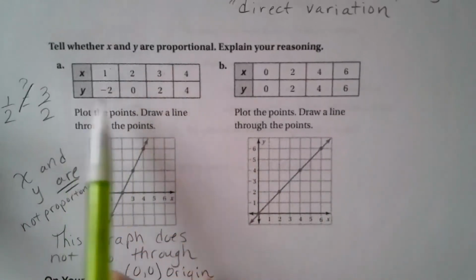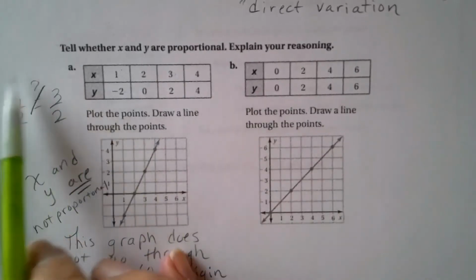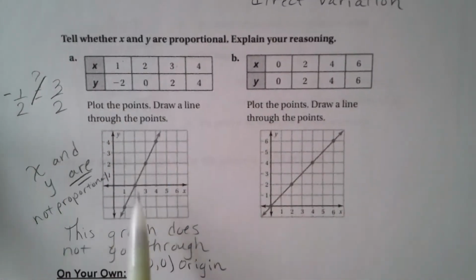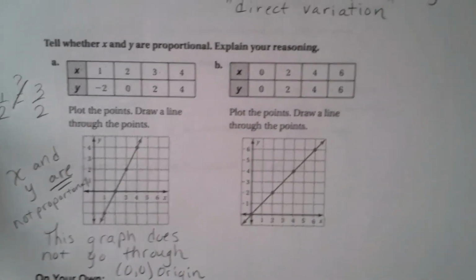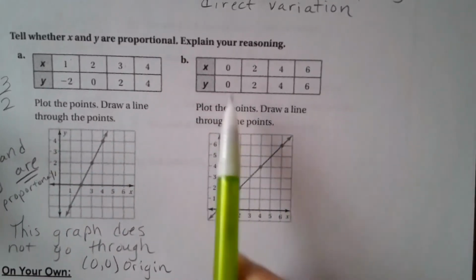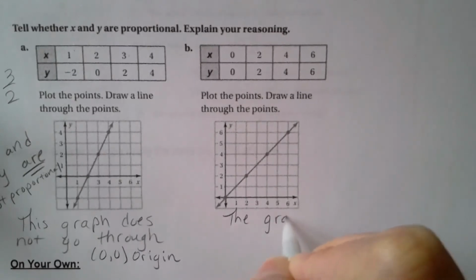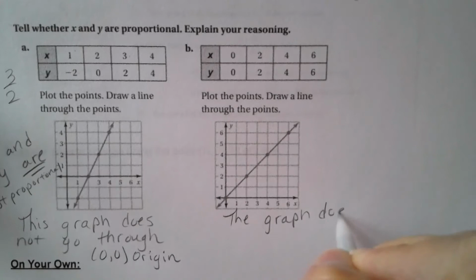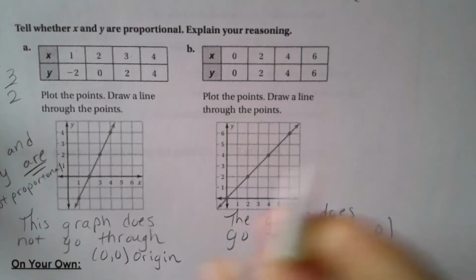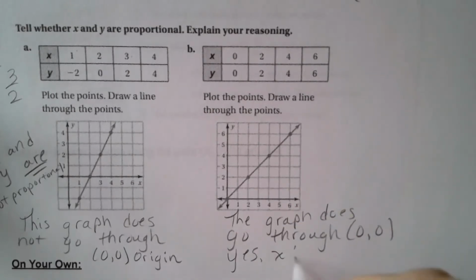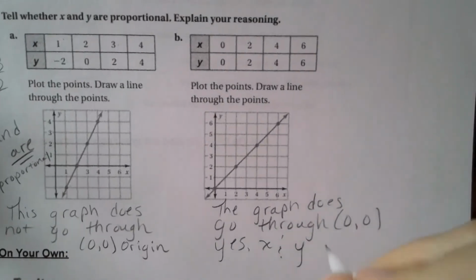So let's look at this one, right? This is what we used to do before. We used to look at these tables in terms of fractions and see if they formed a proportion. Well, we have a quick way to do it. If we graph the points and it doesn't go through (0, 0), boom, they don't form a proportion. Okay, looking over here, this graph does go through the origin, (0, 0). So yes, x and y have a proportional relationship, or they have a constant of proportionality.